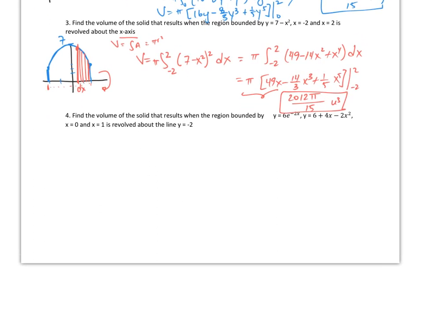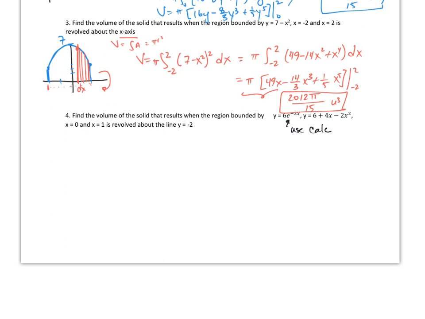Let's see what we have. Find the volume of the solid that results when the region bounded by y equals 6e to the negative 2x, y equals 6 plus 4x minus 2x squared is revolved. On this one, I'm going to tell you right away, for my classes right now, we have not taken derivatives or integrals of e, so you will need to just use the calculator on this. I have not taught you that quite yet. So we'll just go ahead and use the calculator for this one.